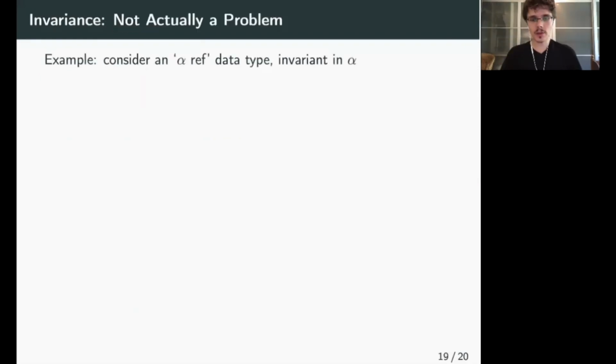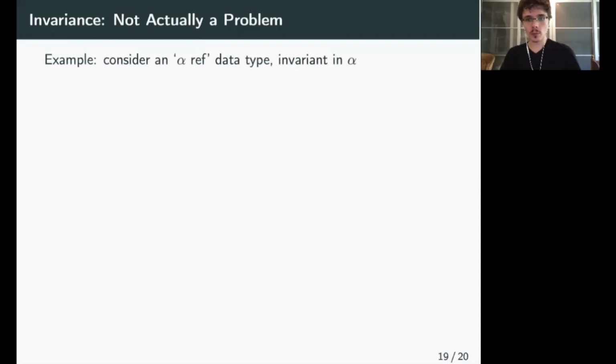Another aspect of algebraic subtyping which I would like to clarify is its relation with invariance. As a typical example of invariance, consider the ref data type, which is the type of mutable variable references, and which is invariant in its type argument.